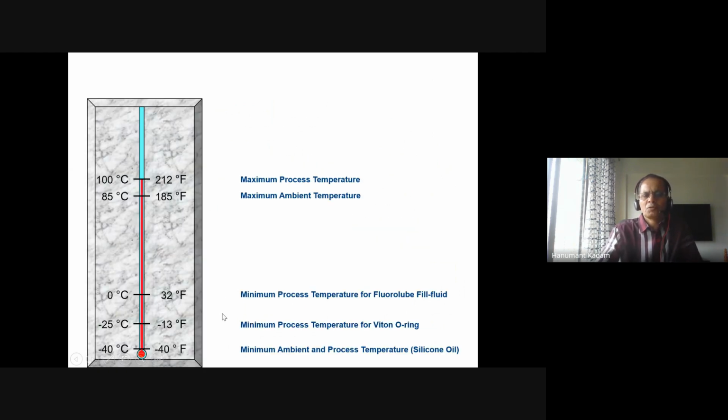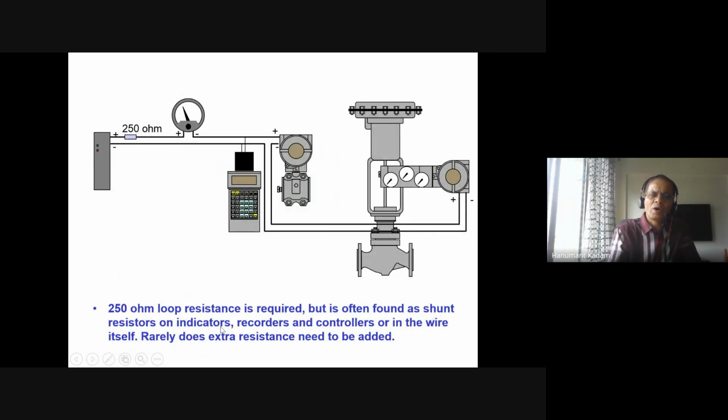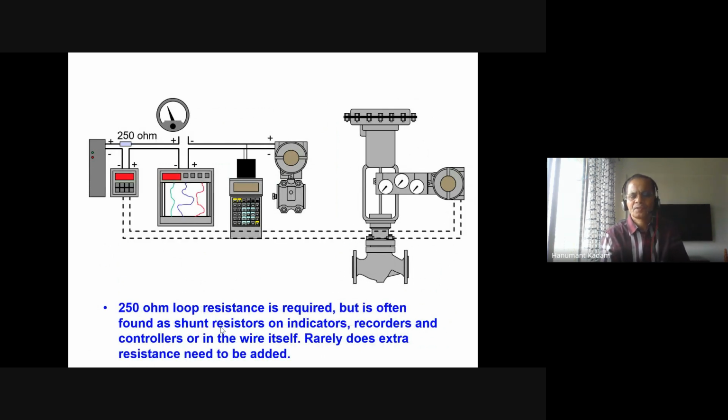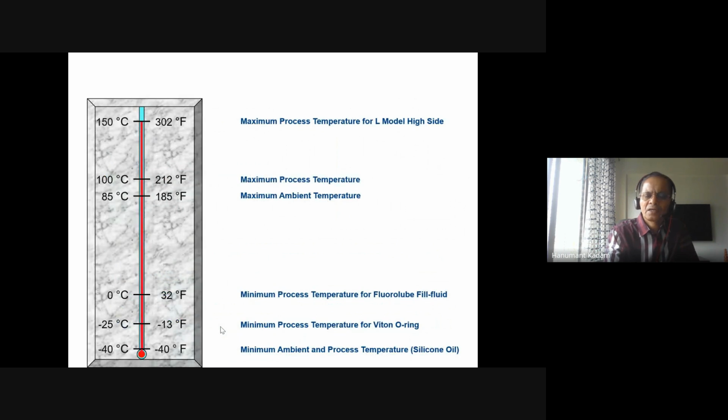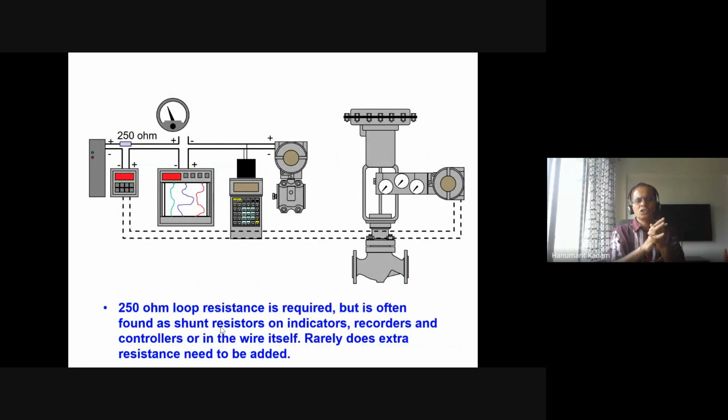As I explained, why 250 ohm loop resistance? Always this question is asked in interviews. I will come to this slide here. So this is the loop. 250 ohm loop resistance is required here. You can see the devices here: indicators, recorders, communicator, and transmitter. And this goes to the control room, right?